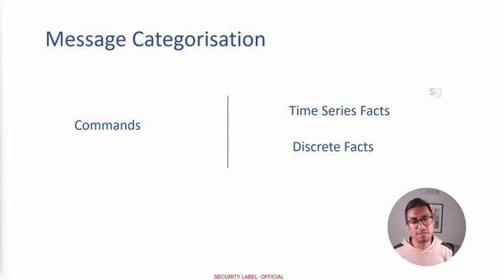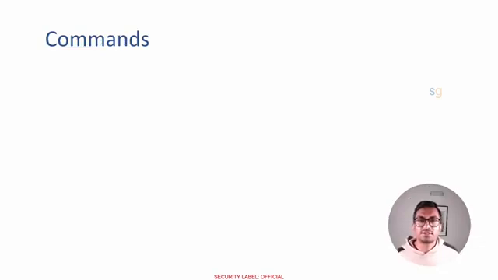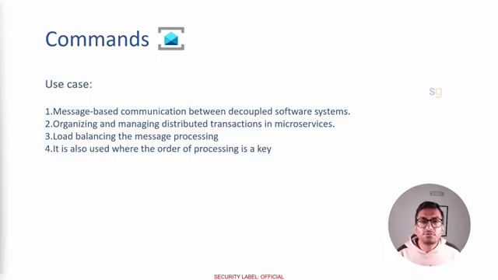First, let's understand commands. A command is a directed instruction to some service to go and do something. If we have these sorts of messages where we want to issue a command via a message, we should use a message broker such as Azure Service Bus. You issue a command via a message and place it in either a queue or a topic so the listener will pick it up and process it. Some of the most common use cases are message-based communication between decoupled software components, organizing and managing distributed transactions in microservices, and load balancing the message processing. It is also used where the order of processing is key.